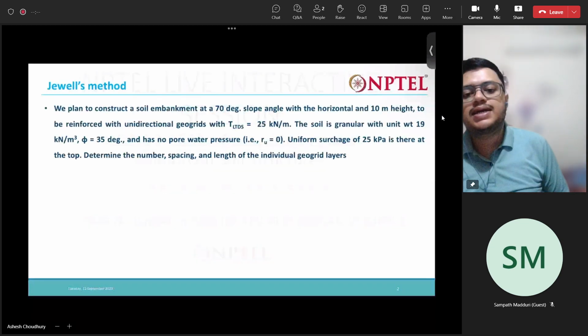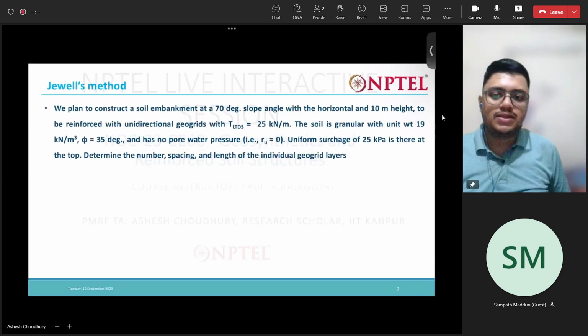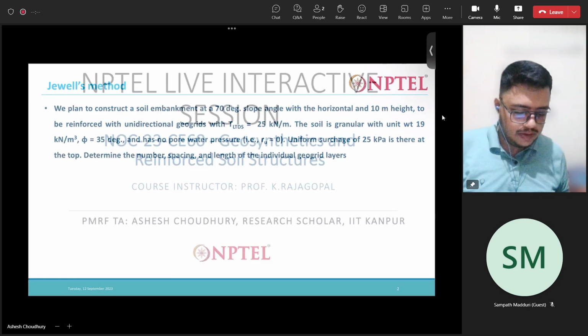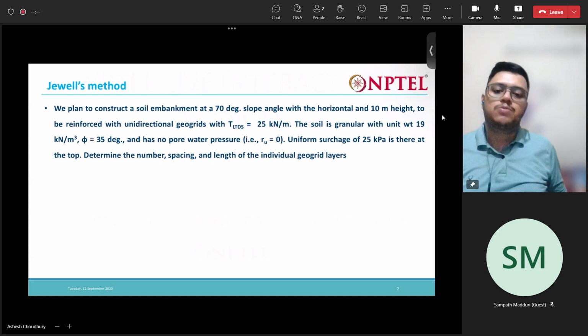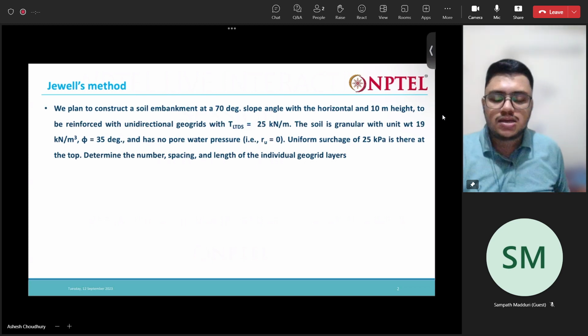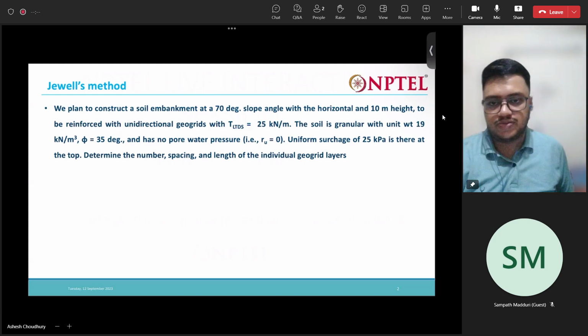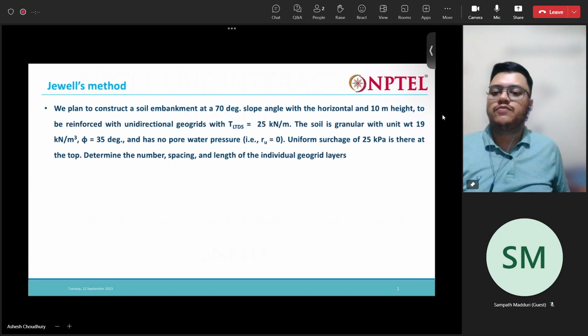Using Jewell's method, we had solved one problem in the previous class also. In today's class also, we will be trying to solve one similar problem. Jewell's method has been derived using the bilinear wedge theory, so we will be using Jewell's design charts to solve the problem. Let us see the simple problem in front of us.